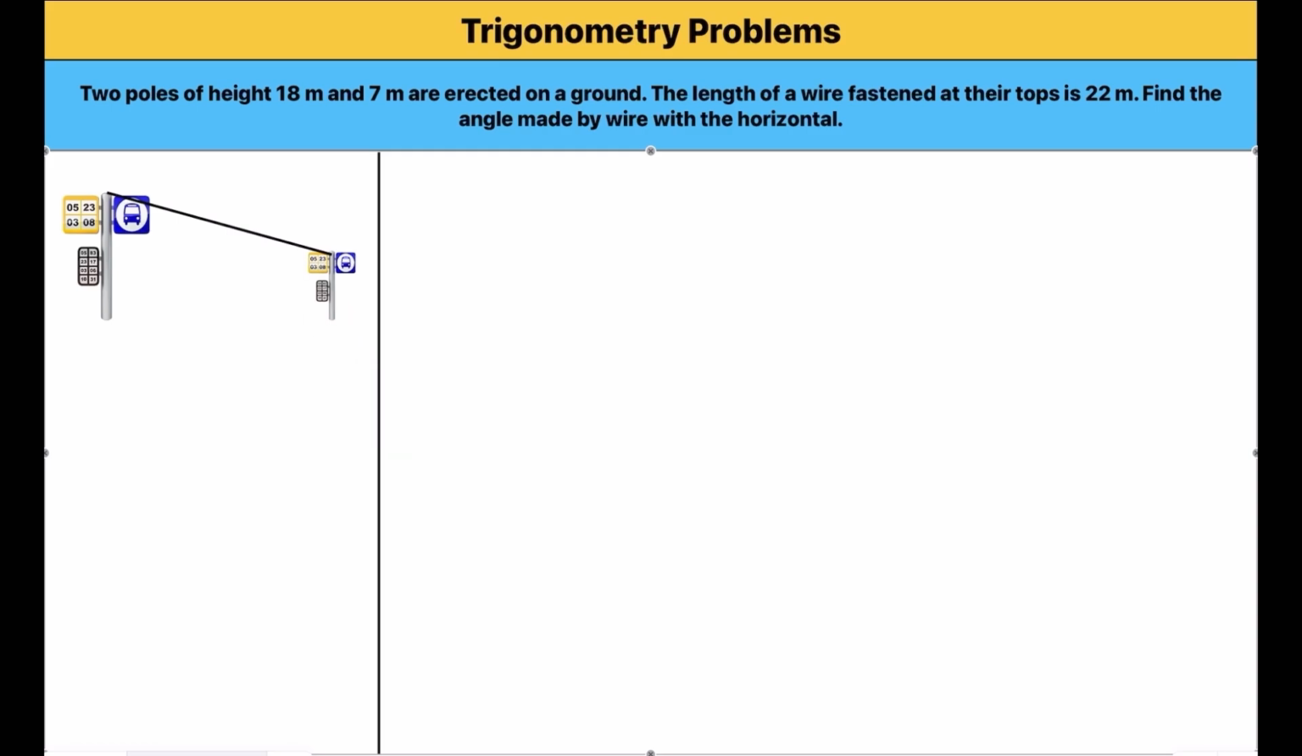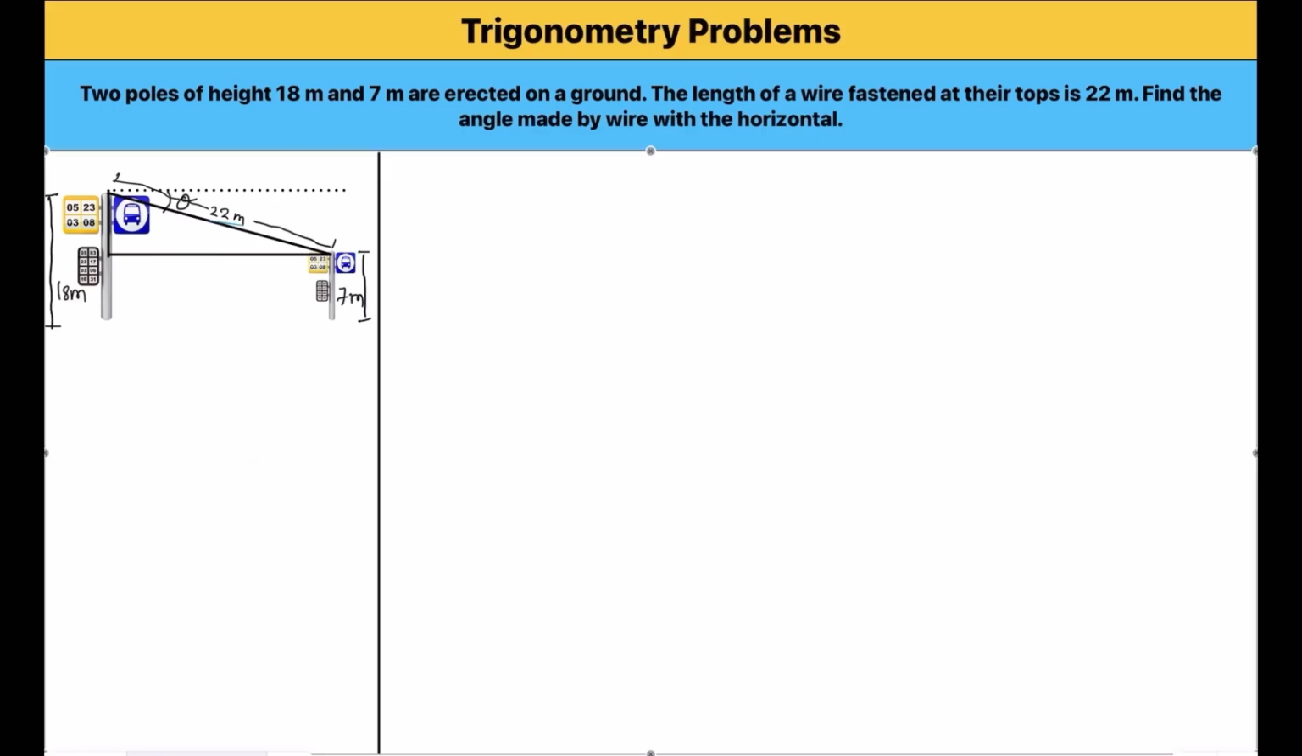Let's convert this into a right angle triangle. So this is the horizontal distance between the poles, and this is the vertical distance. So this forms a right angle triangle. This is the horizontal distance, and this is the vertical distance of the second pole above pole 1, which forms a right angle triangle. And this is horizontal. So we have to find the angle made by wire with horizontal. This angle they have asked us to find.